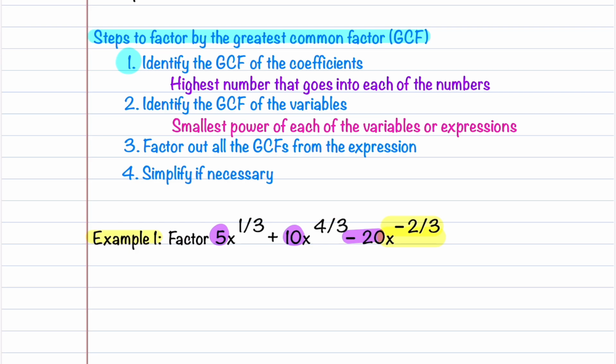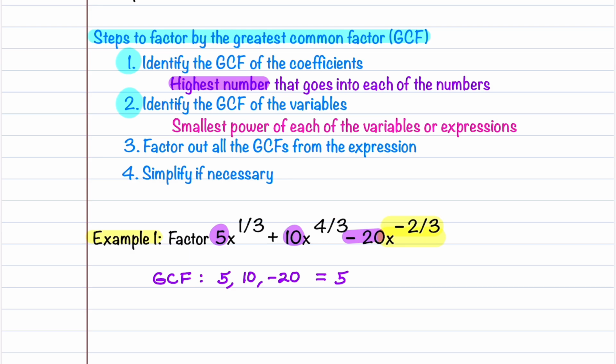The greatest common factor of these coefficients will be the highest number that goes into each of these numbers. Let's see what that is. We'll write down the greatest common factor, GCF, of 5, 10, and minus 20 is going to equal 5, because 5 is the biggest number that goes into 5, 10, and minus 20. The second step is to identify the greatest common factor of the variables.